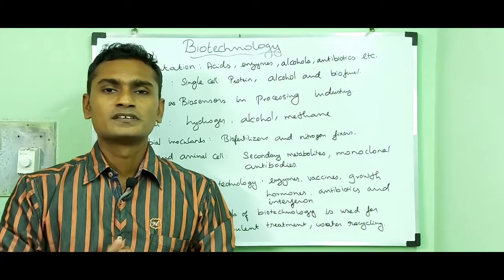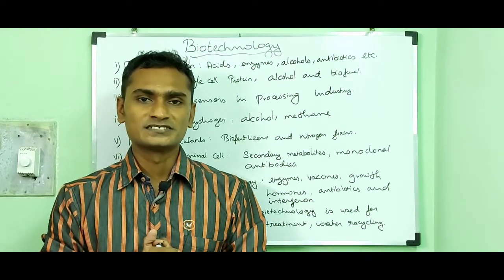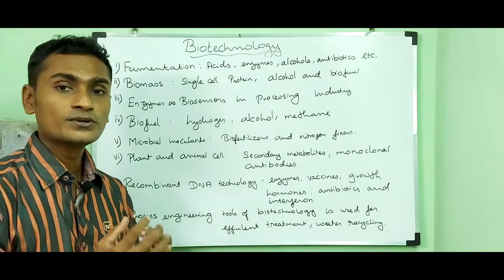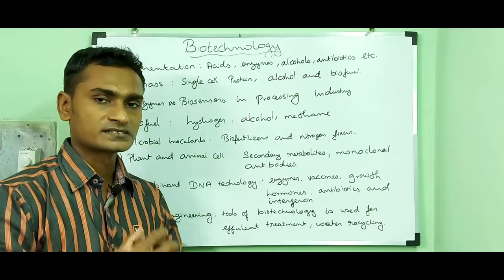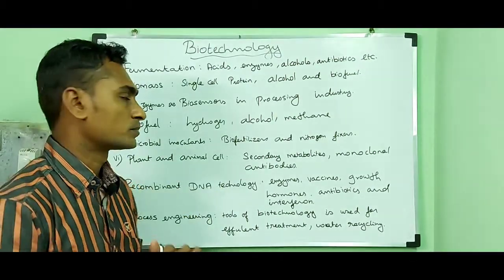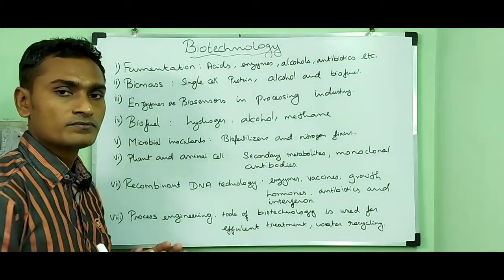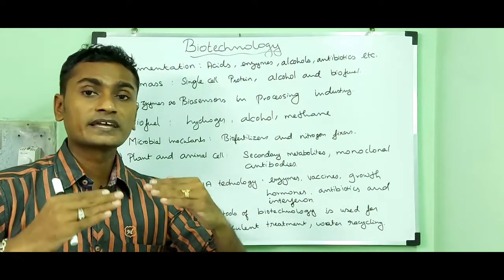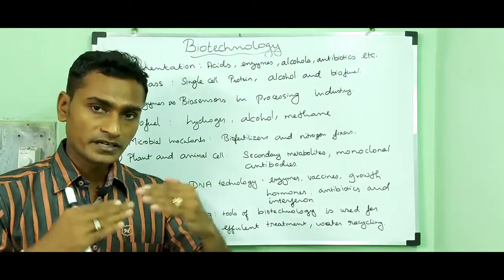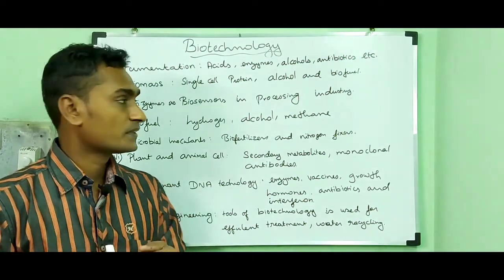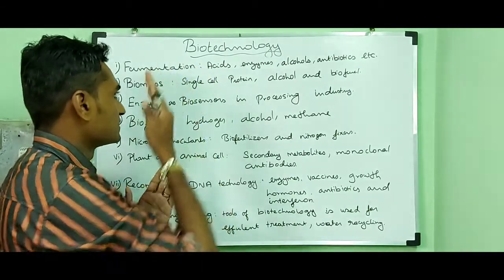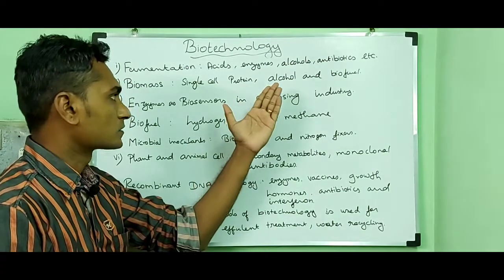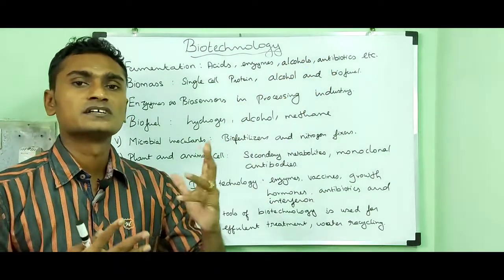Let me teach you the main focus of biotechnology. Here I have written some of the processes which can produce value added products. First, fermentation. Fermentation is an anaerobic process in which chemical substances are broken down by microorganisms, and it can produce acids, acetic acid or citric acid, and it can produce enzymes, alcohols, antibiotics, vitamins, etc.